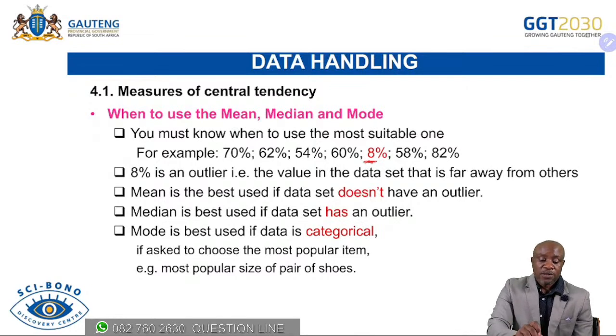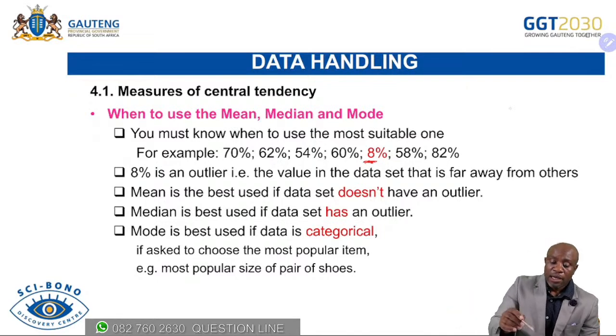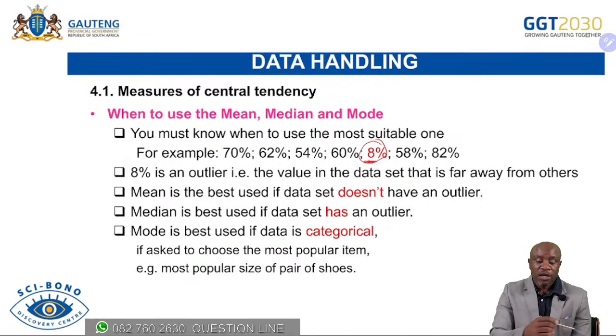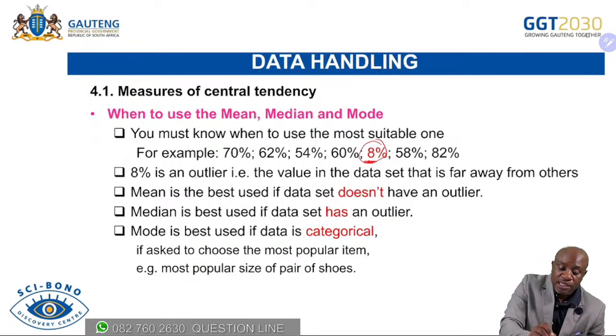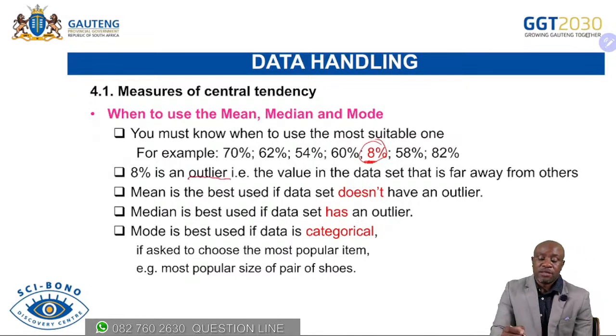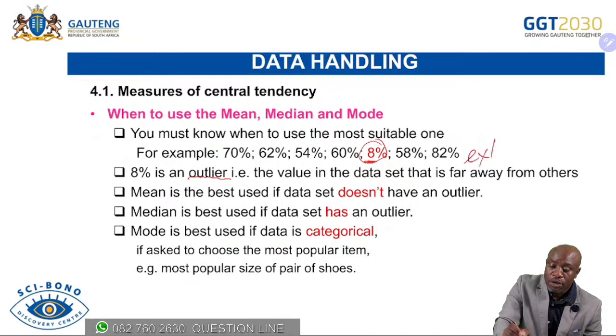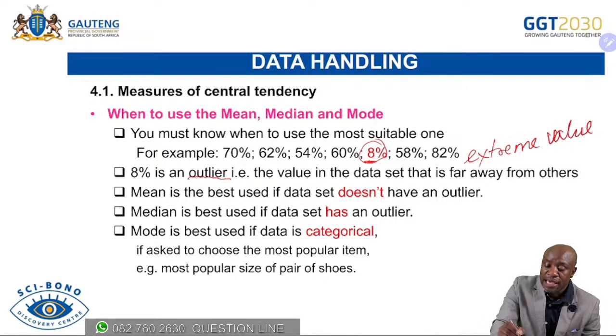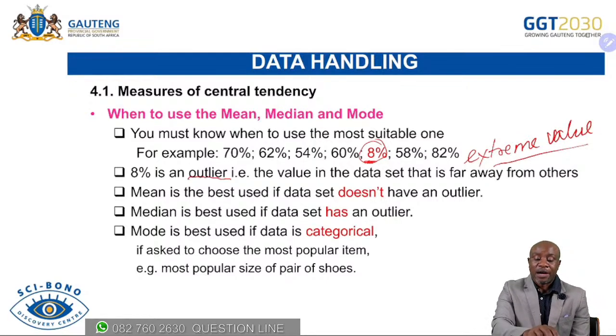Because the rest of the scores are actually above 50, 54, 58, and there you are, you've got an 8%. What happened here? Why do we have an 8%? So the 8% is an outlier in this situation. It's an odd one out. It's an extreme value. In other words, it's an extremely low value or extremely high value. In this case, it's an extremely low value. So that is why we call it an outlier: a value in the data set that is far away from others. That's why I say it is an odd one out.